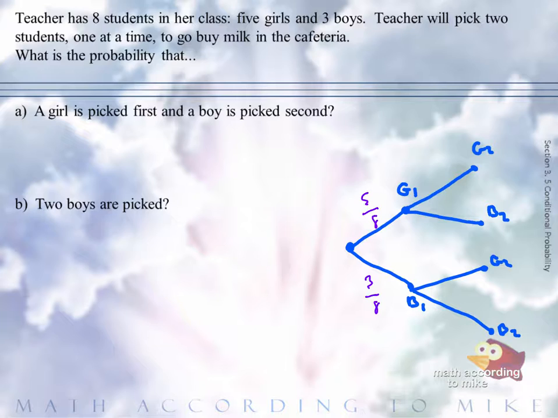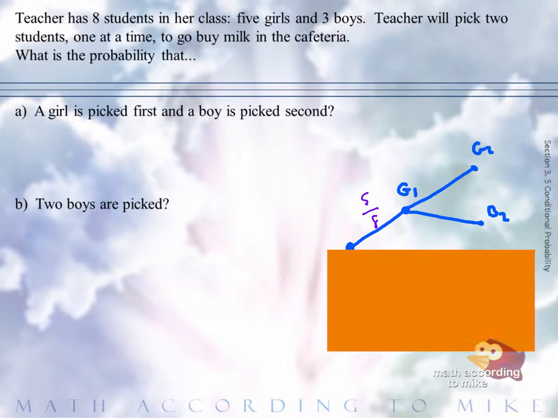Assuming that the teacher picked a girl first, the lower half of this tree does not exist. It's not there. You don't see it. So with that said, assuming a girl is picked first, there are now 4 girls to pick from out of 7 children total, because we lost a child.